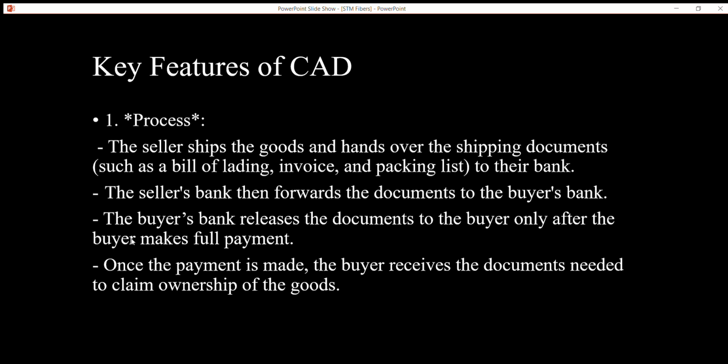Next step, once the payment is made, the buyer receives the documents needed to claim ownership of the goods. So in this method, the buyer's bank releases the documents to the buyer only after the buyer makes the full payment. Payment is done first, documents are released then.